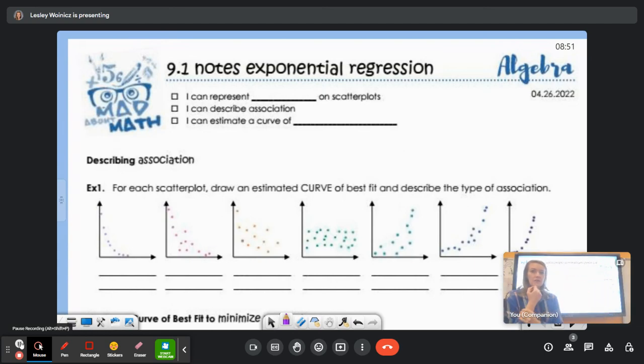All right, guys, this set of notes is about exponential regression. Exponential regression is just finding the exponential equation that best fits data. So first we are going to represent some data on scatter plots. Then we are going to describe some associations and estimate curves of best fits.